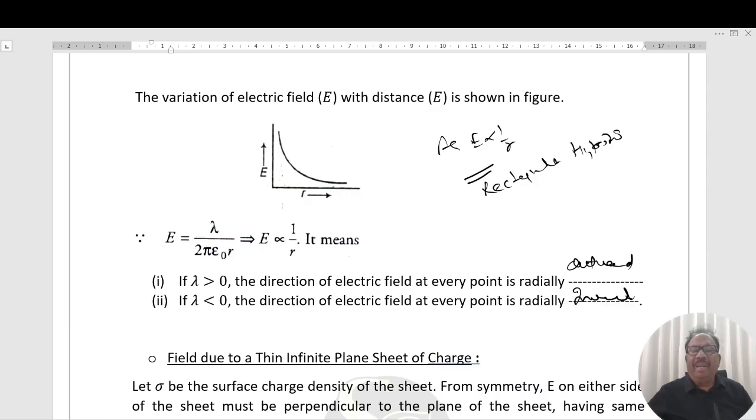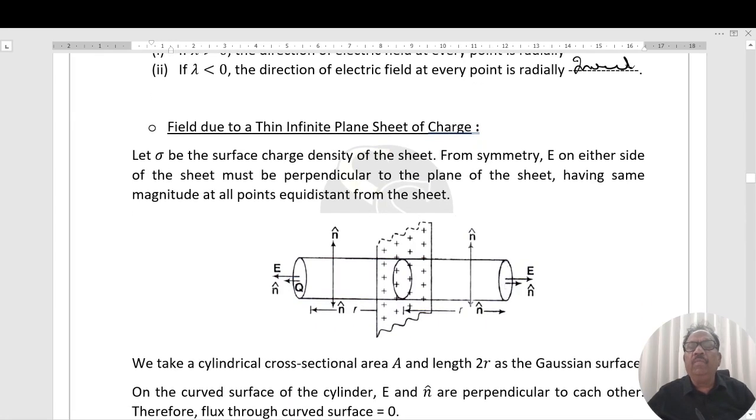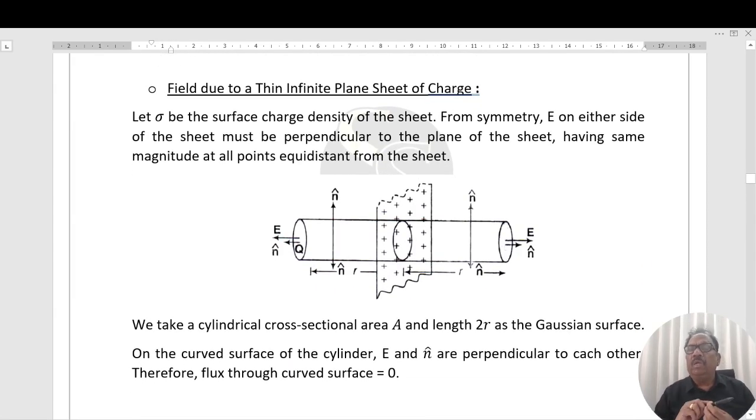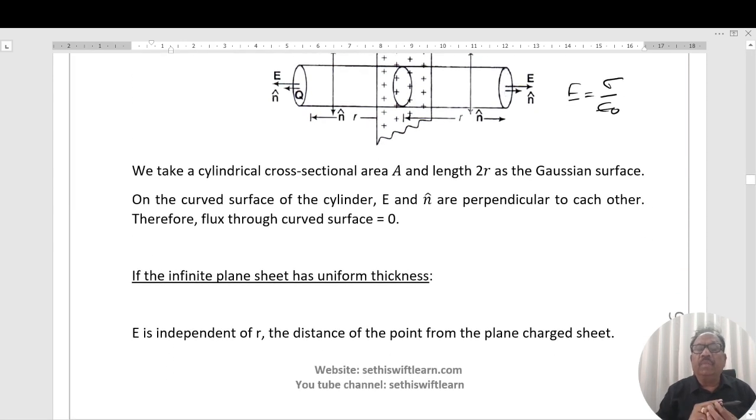Right? Next, field due to a thin, infinite plane sheet of charge. In this case, E comes out to be sigma over 2 epsilon naught. And if the infinite plane sheet is a conducting charged sheet, E comes out to be sigma over epsilon naught. E is independent of r, the distance of the point from the plane charge sheet, right?